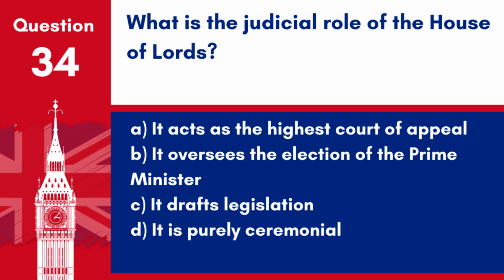Question 34. What is the judicial role of the House of Lords? A. It acts as the highest court of appeal. B. It oversees the election of the Prime Minister. C. It drafts legislation. D. It is purely ceremonial. Answer A. It acts as the highest court of appeal. Until 2009, the House of Lords served as the highest court of appeal in the UK. This role has since been taken over by the Supreme Court.